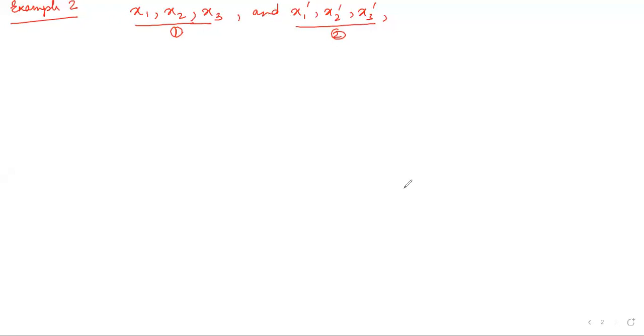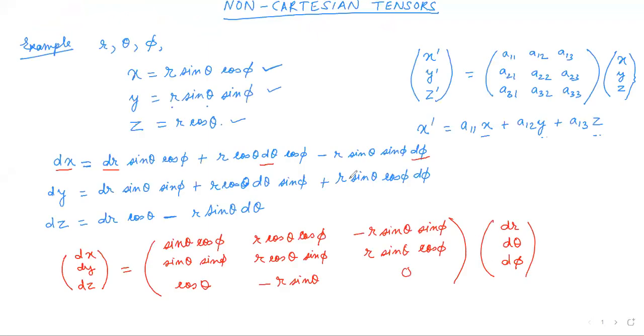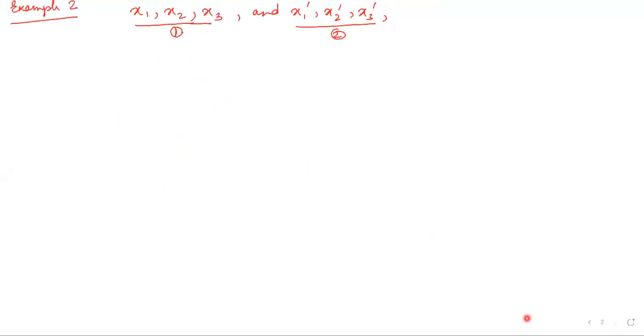case, let me go back to my previous slide. Yeah. Here we have this relation between them, xyz and r theta phi. If we have a relationship of this form, then in this case also, if we are given a relationship between x1, x2, x3, and x1 prime, x2 prime, and x3 prime, then we can write the relations between the two sets of differentials as follows.